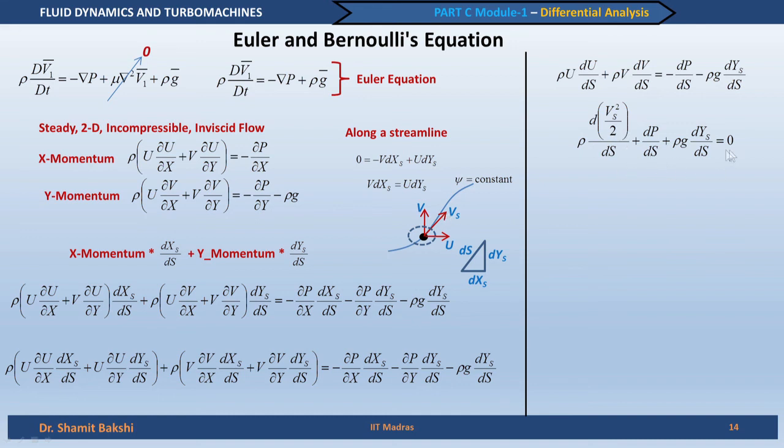Now we have this expression, and we have taken the dp by ds also from the right hand side, and we can write it like this. This is essentially the same Euler equation, but now written in the streamline coordinate system.